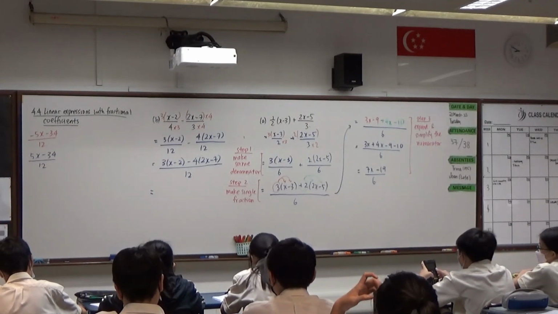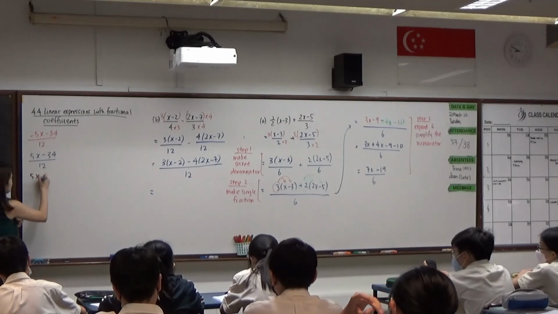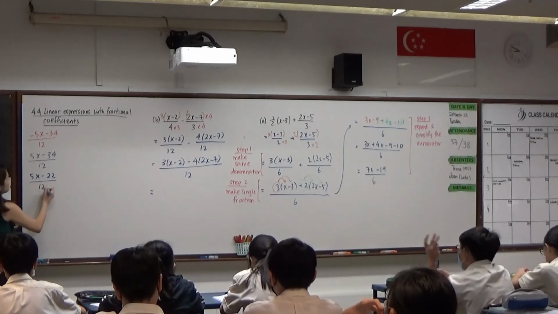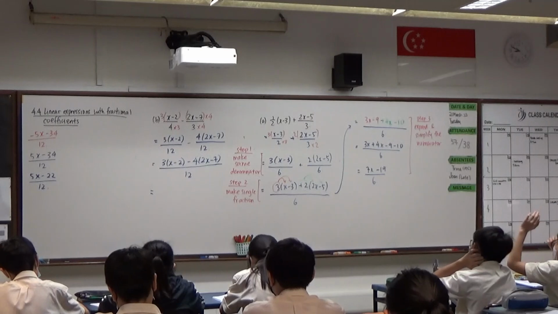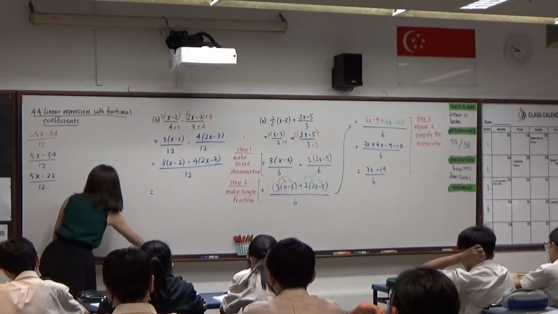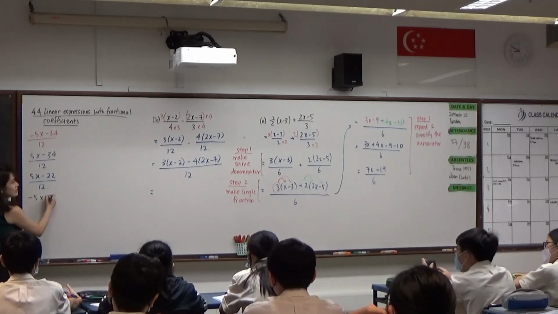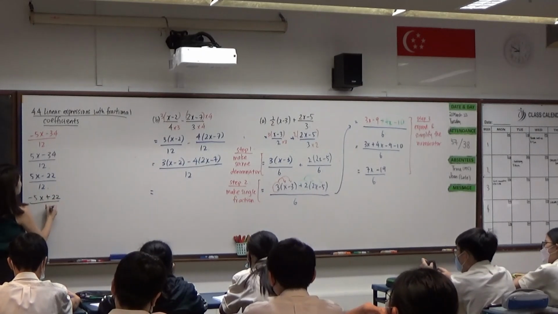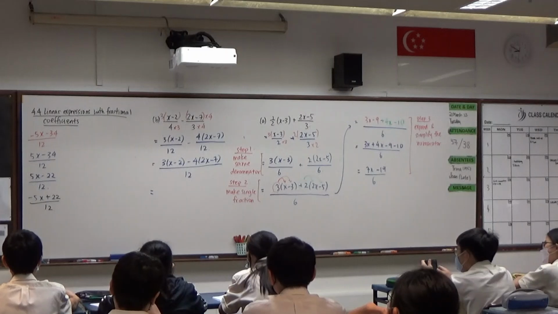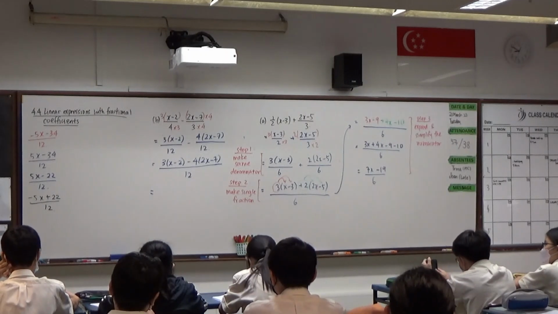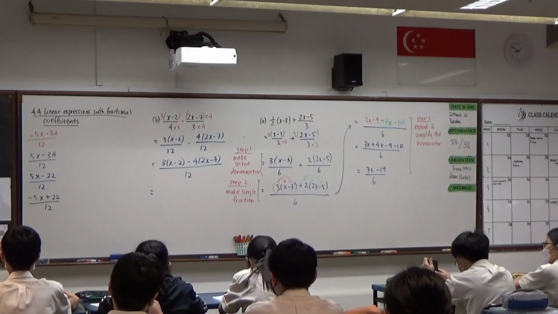Yes, Rose. 5x minus 22 divided by 12. Any more other different answers? Let's see, yes. Negative 5x plus 22 divided by 12. Got 4 different answers. Any more to add? Okay, so let's check out which is the correct answer.